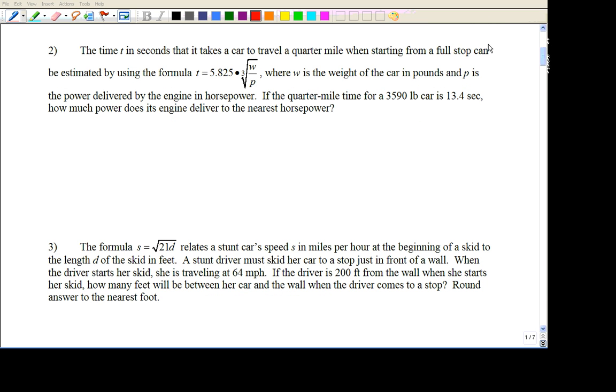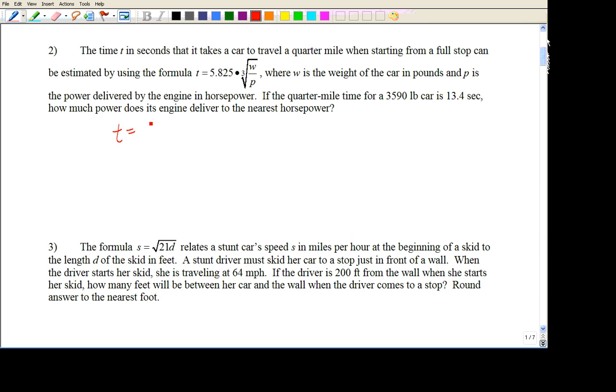Okay, the time t in seconds that a car takes to travel a quarter mile when starting from a full stop can be estimated by using the formula t equals 5.825 times the cube root of w over p, where w is the weight of the car in pounds and p is the power delivered by the engine in horsepower. If the quarter mile time for a 3,590-pound car is 13.4 seconds, how much power does its engine deliver to the nearest horsepower? So let's just plug in the information that we know.